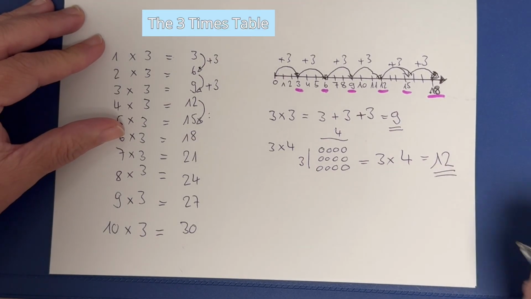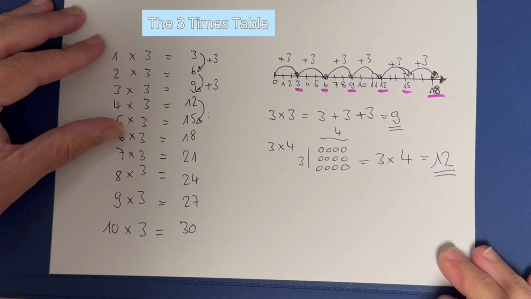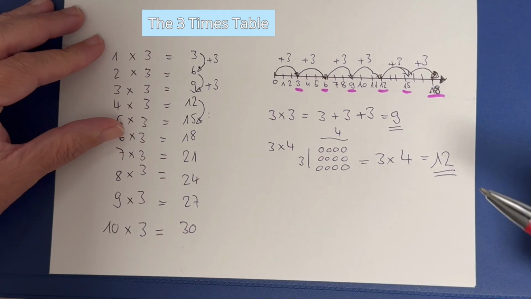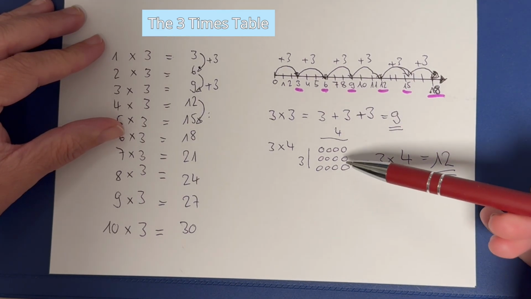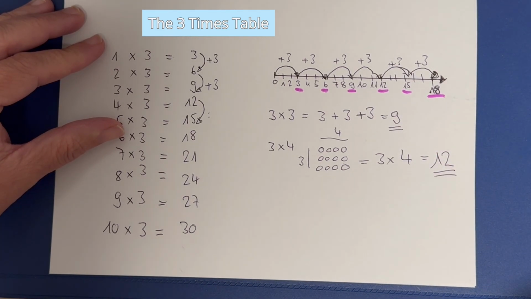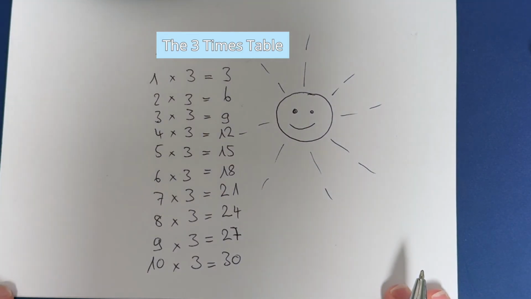What do arrays help us see? An array helps us see how multiplication works. It also helps us understand repeated addition. Very good, you did it! The 3 times table is not so hard after all.